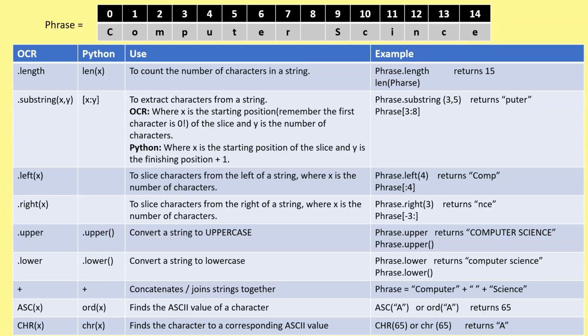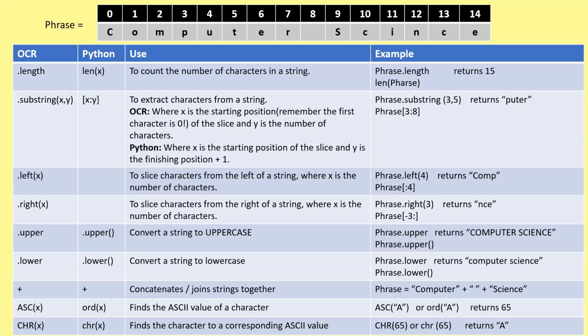To extract characters from the string, in the OCR reference language, we can use .substring with x and y coordinates and brackets, and in Python we can use square brackets x:y to do something similar. With the OCR version, x is the starting position of the slice, remember to start counting from 0, of course, and y is the number of characters that you want to take.